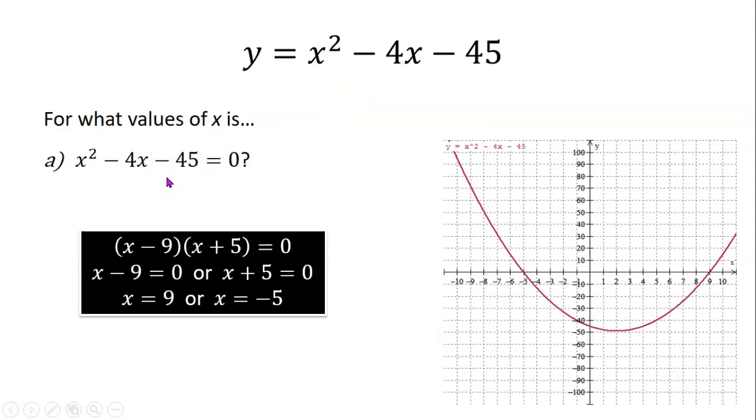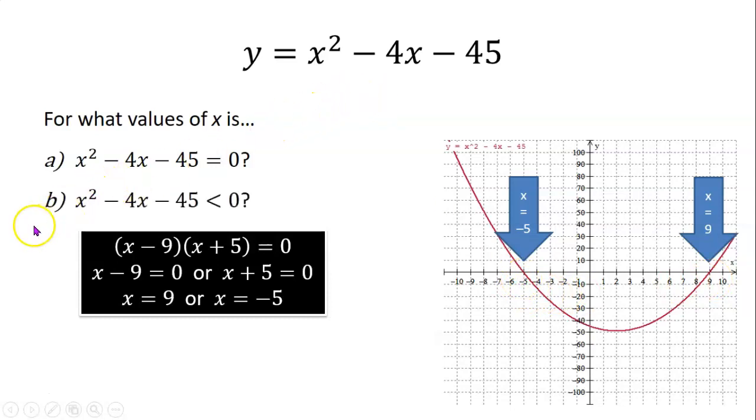Those are the two values of x that make x squared minus 4x minus 45 come out to be exactly equal to 0. If you look at the graph, where do those show up? Those are the points on the graph where the y coordinate is equal to 0. If we're calling that y, we're looking for the points where y is 0, and those are the x-intercepts. We've got one of them at 9, and one of them at negative 5.